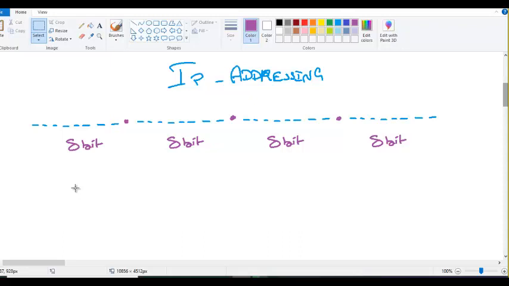Today, the entire world uses this 32-bit address. How is that possible? How can the entire world use 32-bit? Just 32-bit.